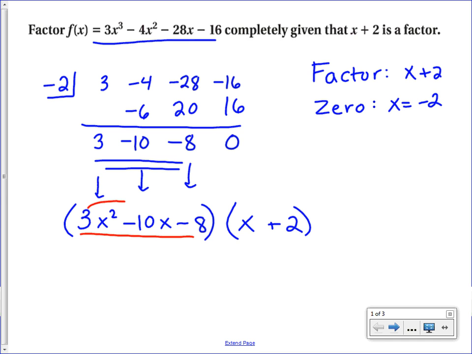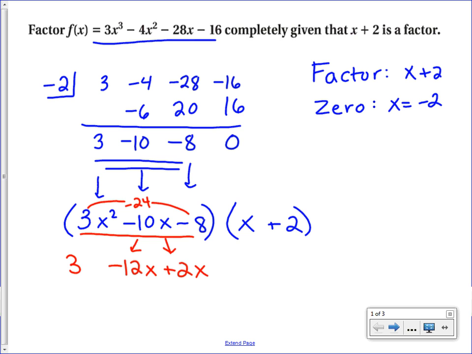We're going to take our a and our c and multiply them together. 3 times -8 is -24. We're looking for two numbers that multiply to -24 and add up to -10. 6 and 4 is not going to work, so we'll have to use -12 and +2. What we do with that -12 and +2 is split up this middle term. It used to be -10x. We're going to split it into two pieces, a -12x and a +2x. If we put those back together, we would get -10x. So we've split the middle term.